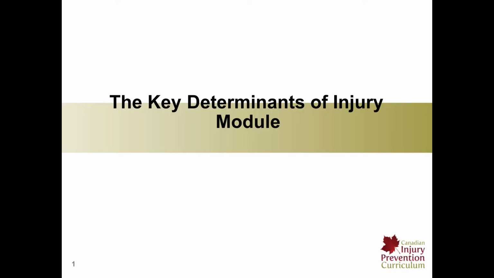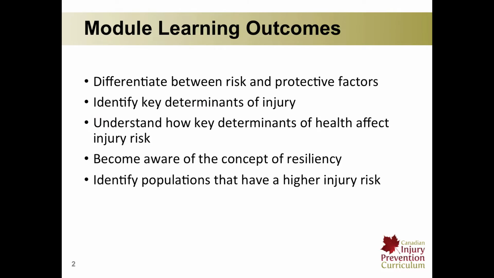Welcome to the Key Determinants of Injury module. Using the Canadian Injury Prevention Resource, this module will explore the economic and social conditions that contribute to injury risk. In this module, we will cover the following topics: risk and protective factors, key determinants of injury, how key determinants of health affect injury risk, resiliency, and populations that have a higher injury risk.